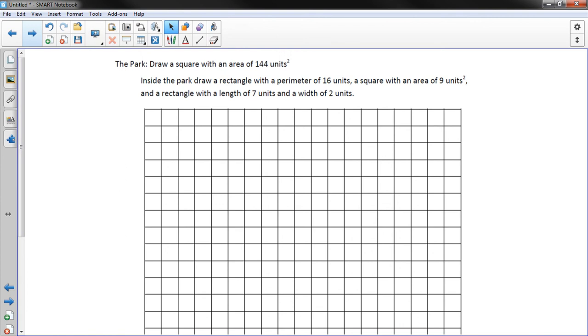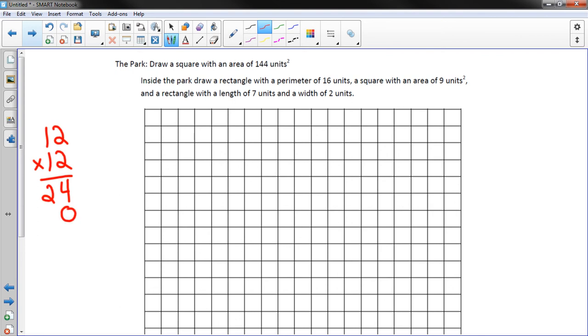Alright, now to the park. Draw a square with an area of 144 units. Okay. So we have to make a square. Something times something is 144. And it's a square. I believe 12 times 12 is 144. Alright, that's what I got. So I need a 12 by 12 square.